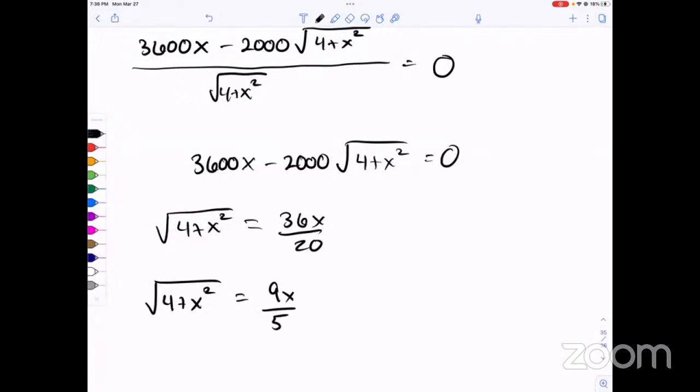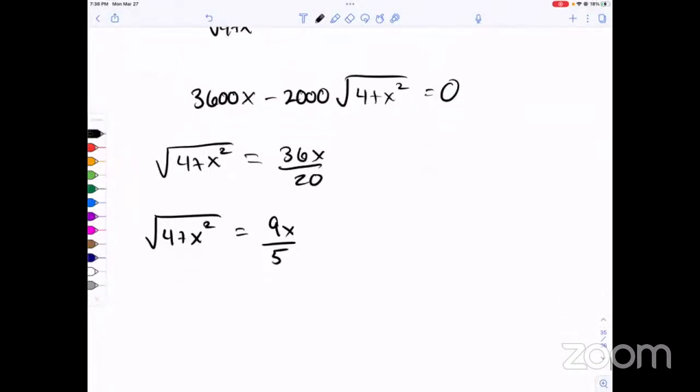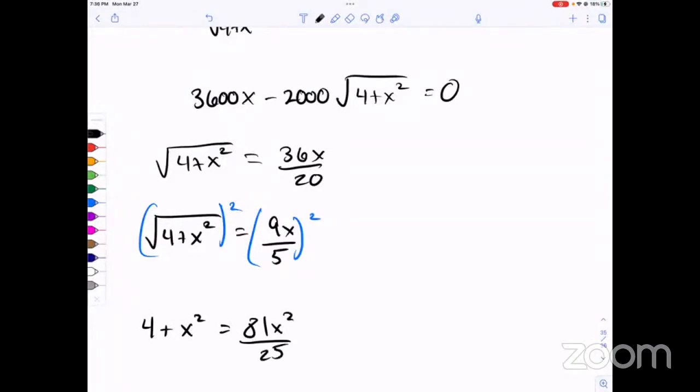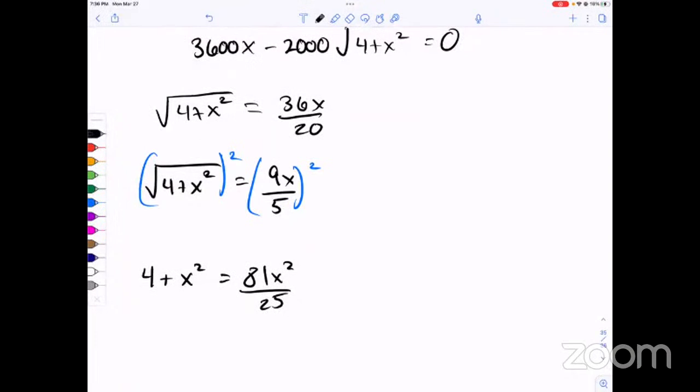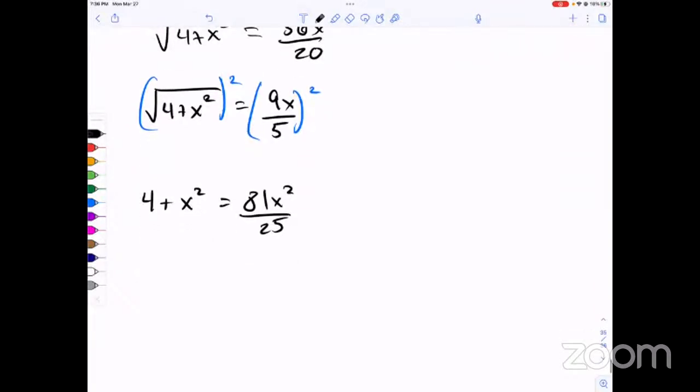Now once you get it here, you square both sides. If we square both sides, on the left we get 4 plus x squared, and on the right we get 81x squared over 25. I think at this point we can set it to 0, so I'm going to move everything to the right. If we subtract everything, will it help us? Because that's going to give us 80. That's throwing things off.